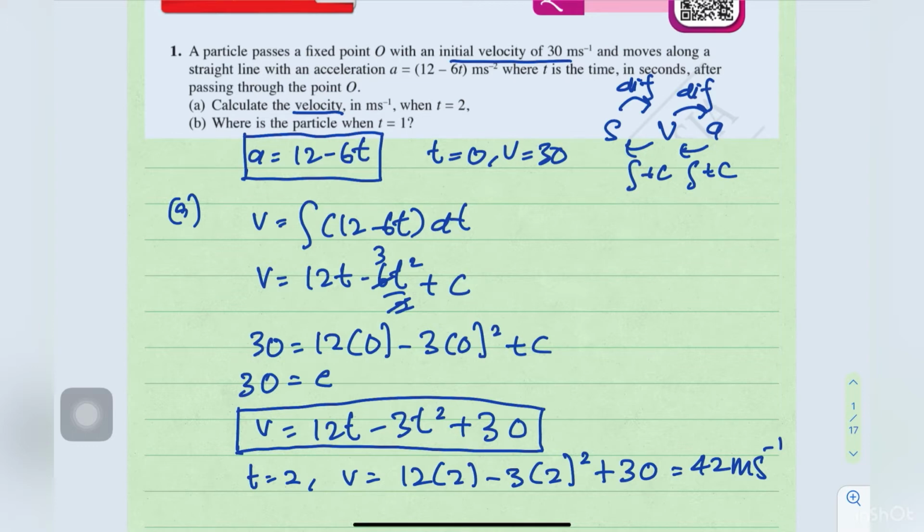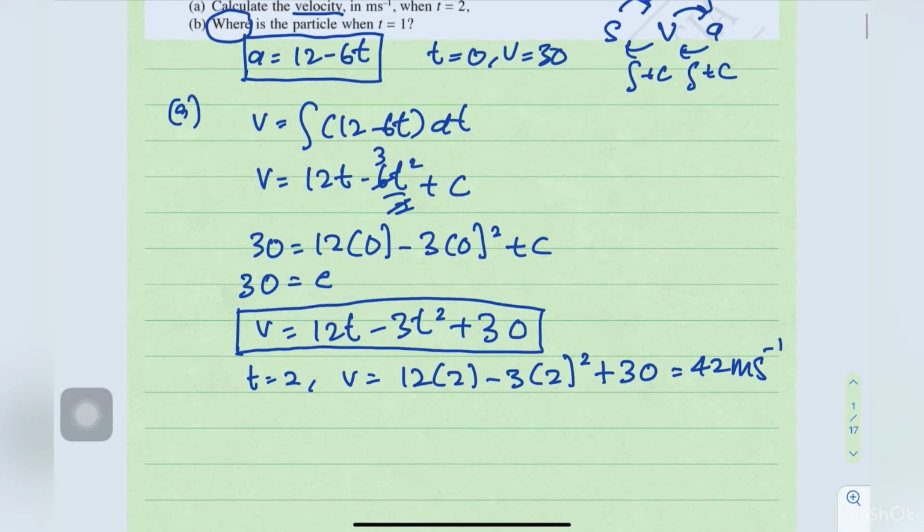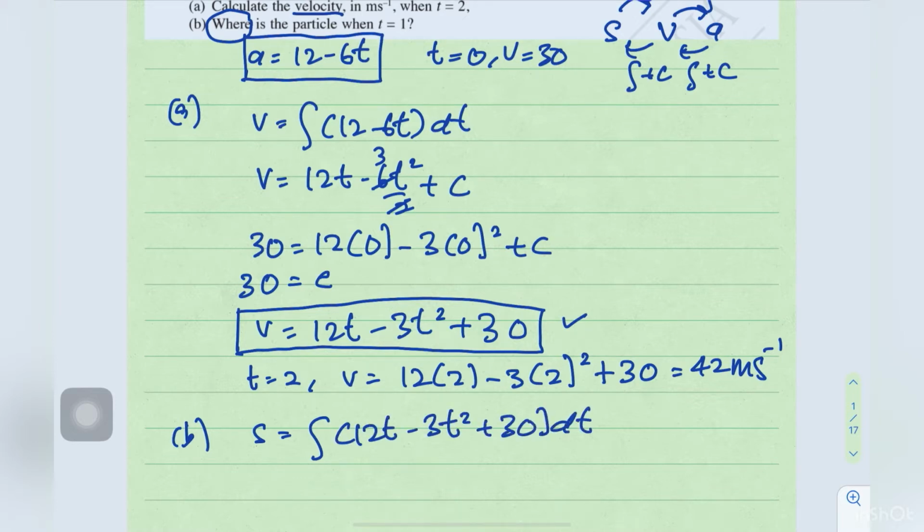Okay, question (b). Where is the particle when t equals 1? Where means that we are going to find the position of the particle. Position is related to displacement, so we need to find the displacement. To find the displacement s from v, we need to integrate another time. So s is the integral of 12t minus 3t squared plus 30 with respect to t.